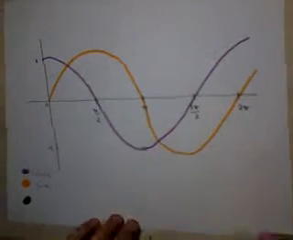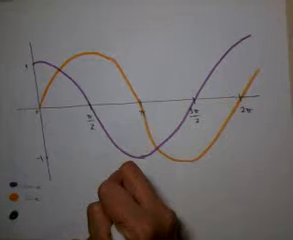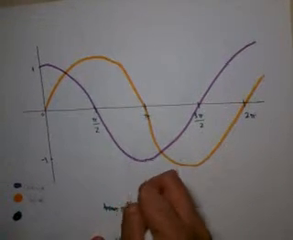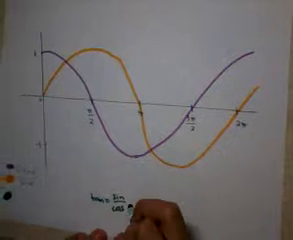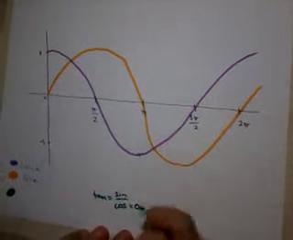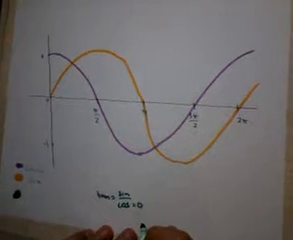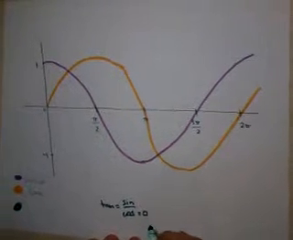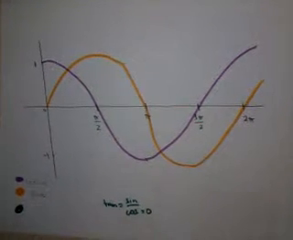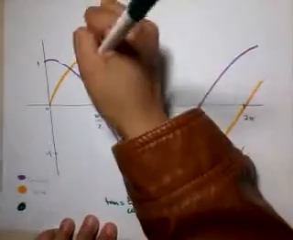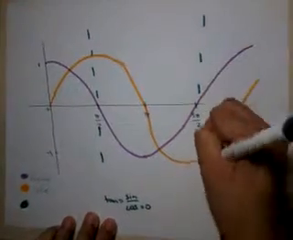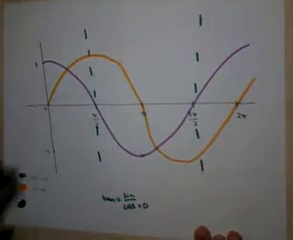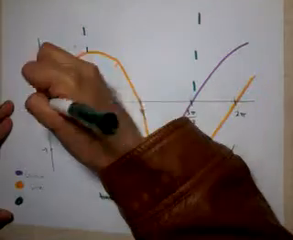So tangent is sine over cosine. That means we're going to have an asymptote whenever cosine is equal to 0. And this happens at pi over 2 and 3 pi over 2, or 90 degrees and 270 degrees. So those are our asymptotes for the tangent graph. Now when we draw our tangent graph, it will look like this.